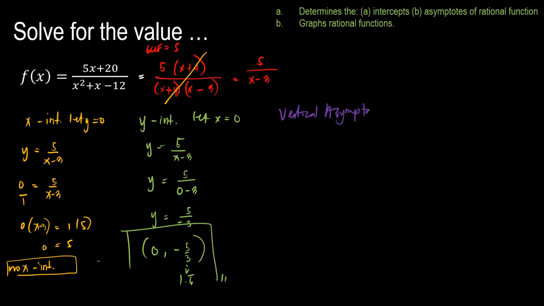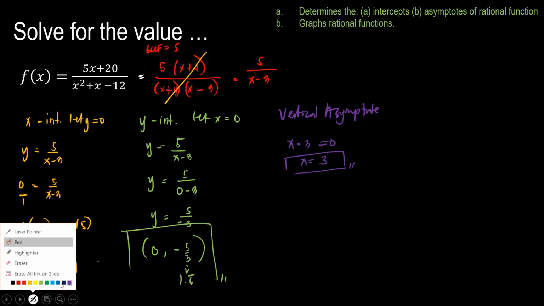Again, for the vertical asymptote, we just equate the denominator to 0. Then x is equal to 3. So our vertical asymptote is x is equal to 3. Now let's have the horizontal asymptote.